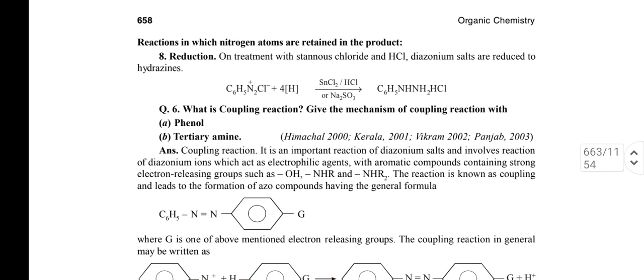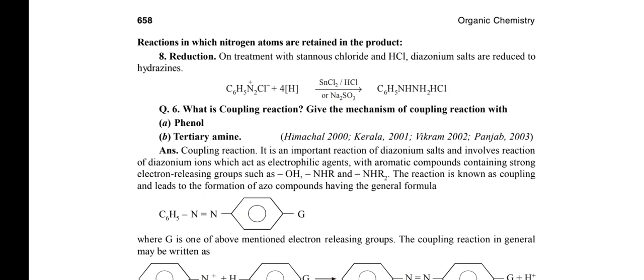Reactions in which nitrogen atoms are retained in the product. Number 8. Reduction. On treatment with stannous chloride and HCl, diazonium salts are reduced to hydrazines. Question 6. What is coupling reaction? Give the mechanism of coupling reactions with phenol and tertiary amines.